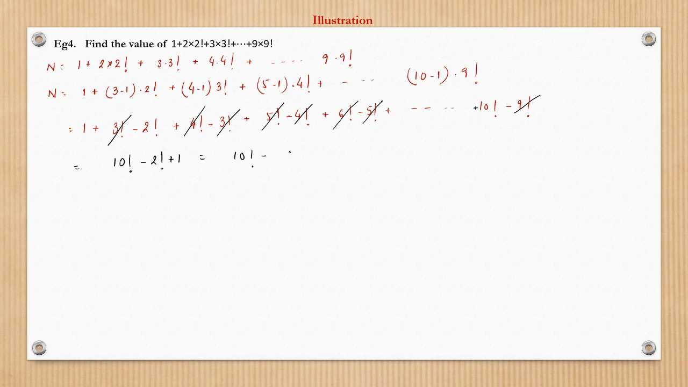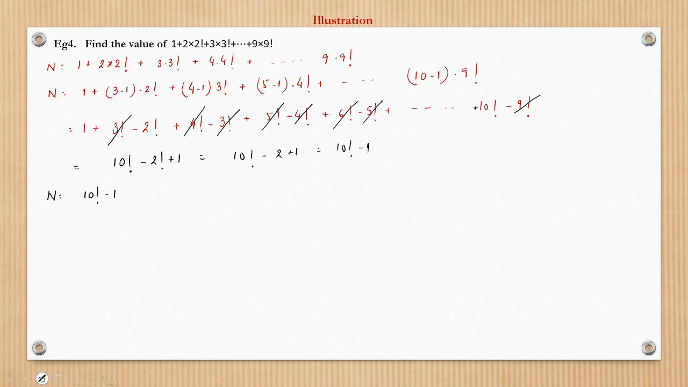2 factorial, we know the value of 2 factorial is 2. So minus 2 plus 1, which is 10 factorial minus 1. So n is nothing but 10 factorial minus 1. So it's a very standard result.